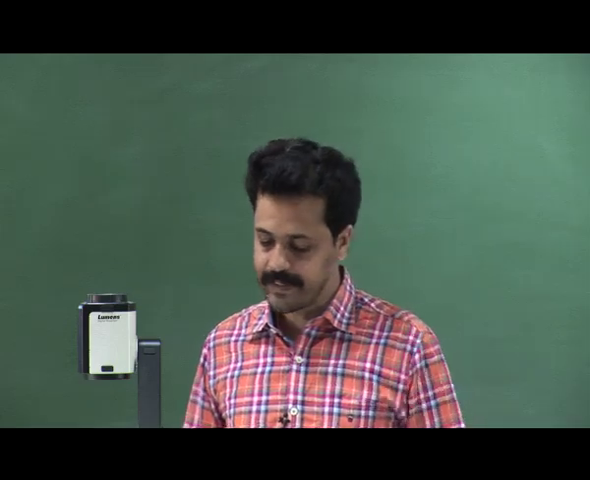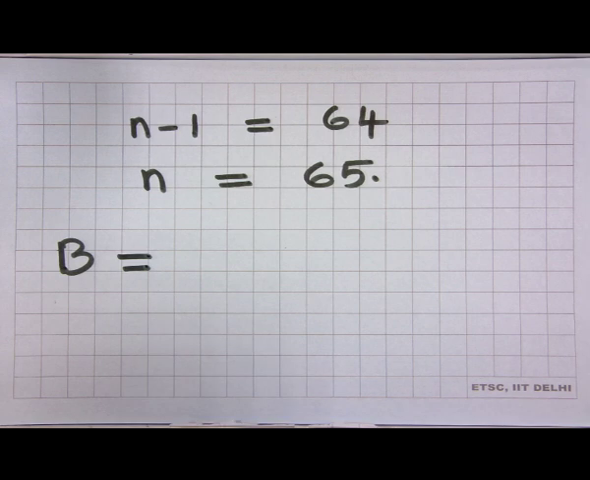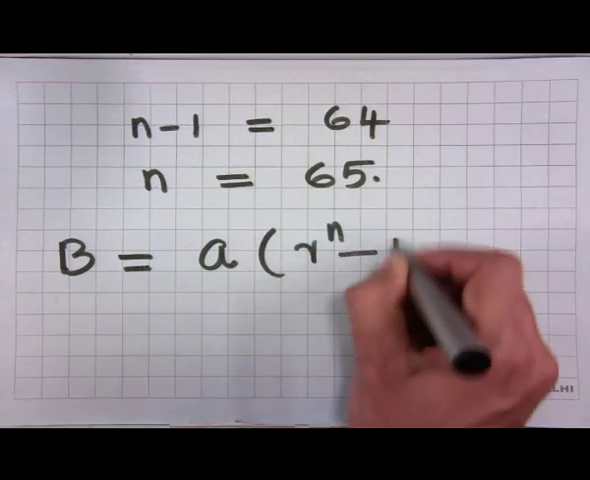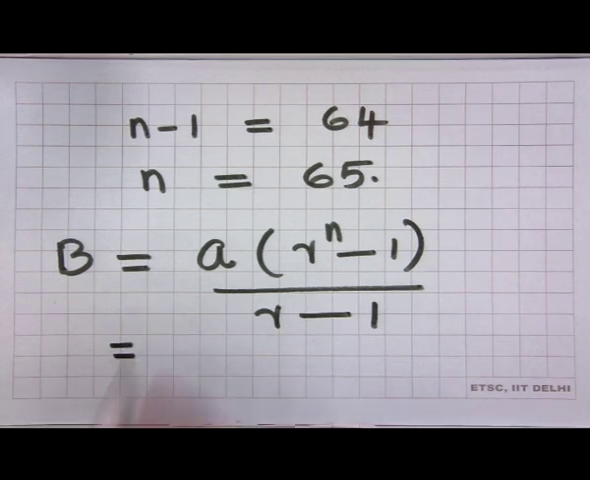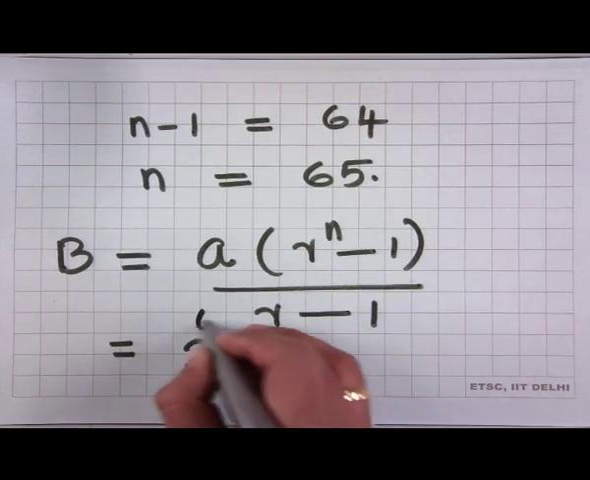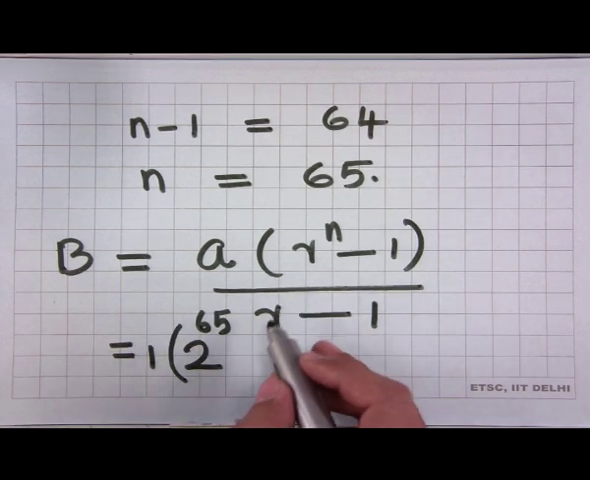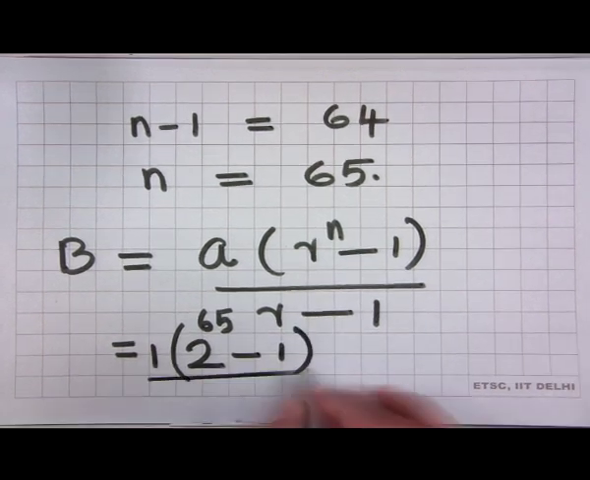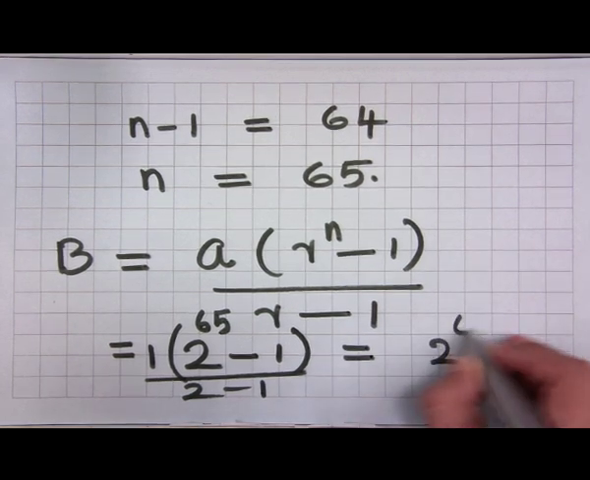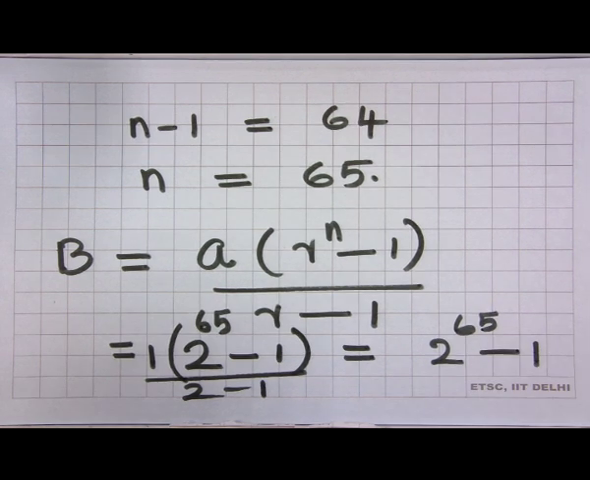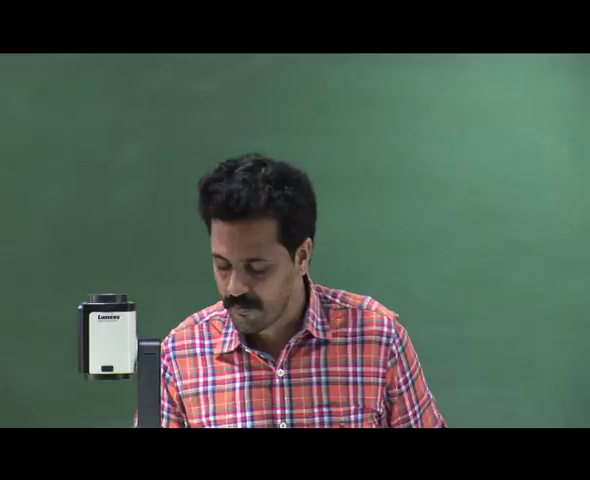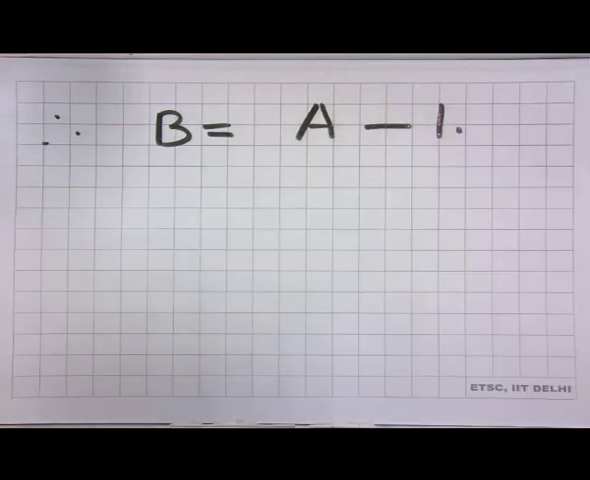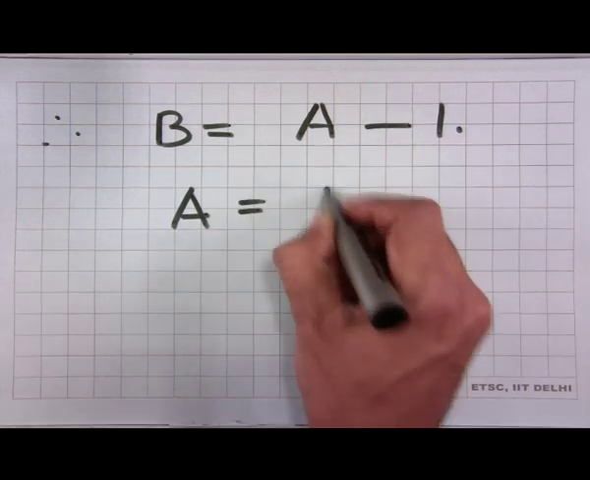Using this, let us find B. B is equal to A into R power n minus 1 by R minus 1, being sum of n terms of a GP, which is equal to 1 times 2 power 65 minus 1 by 2 minus 1, which is 2 power 65 minus 1. Therefore, we obtain B to be 2 power 65 minus 1. Recall that 2 power 65 is the value of A. Therefore, B is A minus 1, which says that A equals B plus 1.